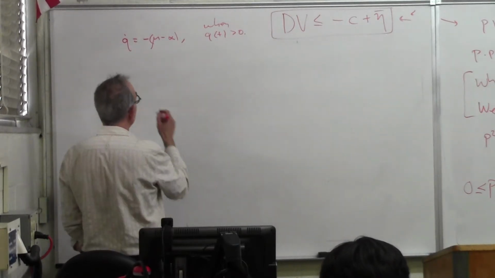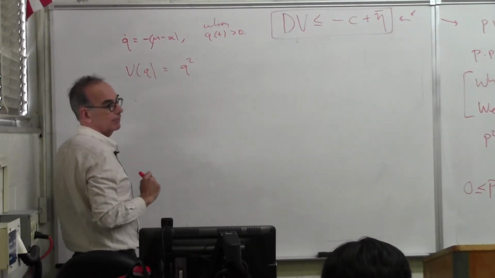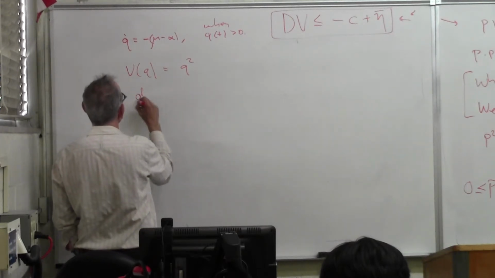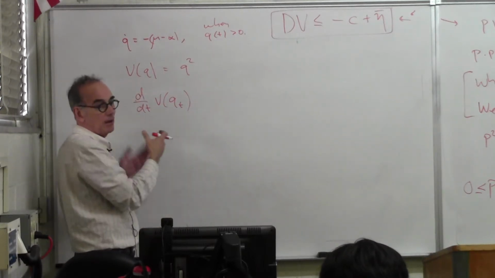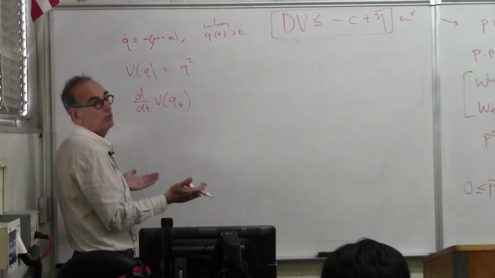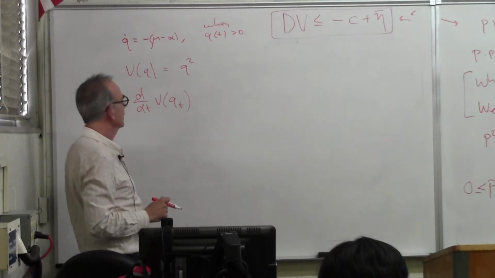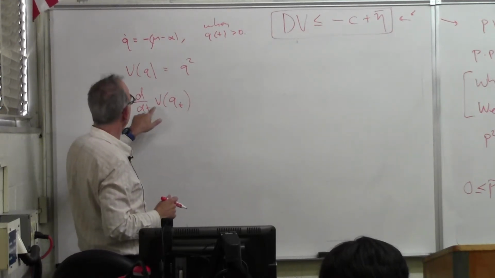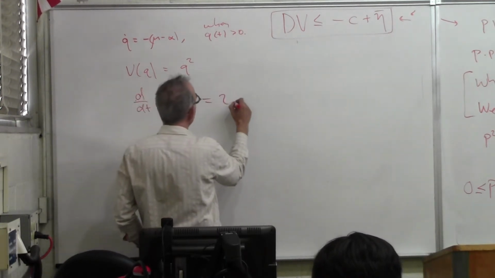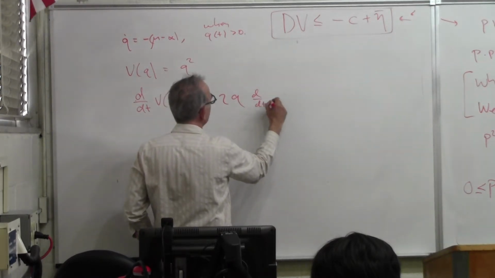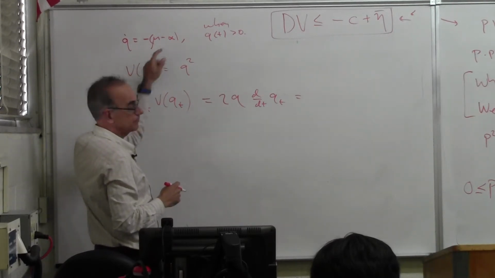Your suggestion was v of q equals q squared. So let's look at ddt of v of qt, because I showed you the behavior of this fluid model looked similar to the stochastic model. Let's check it out. This is completely unscripted, but let's do it. We can apply the chain rule. This is equal to the derivative of v with respect to q, so it's 2q times ddt of qt. And q dot is minus mu minus alpha.